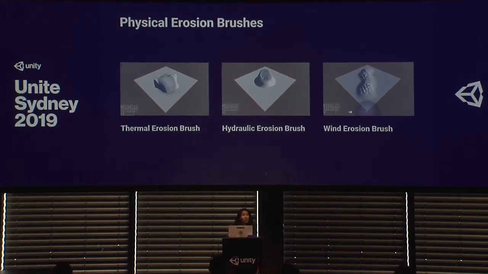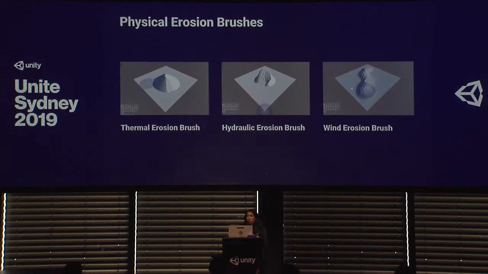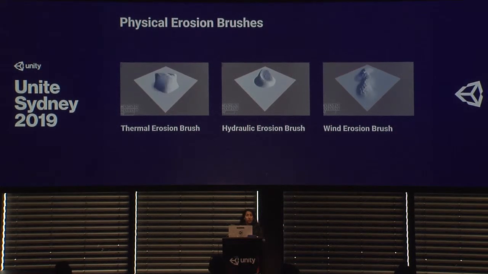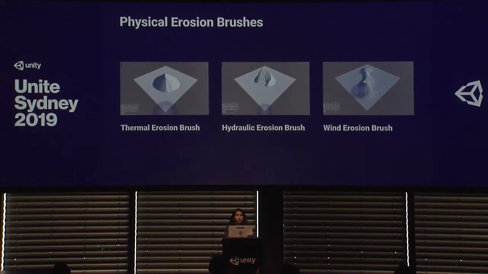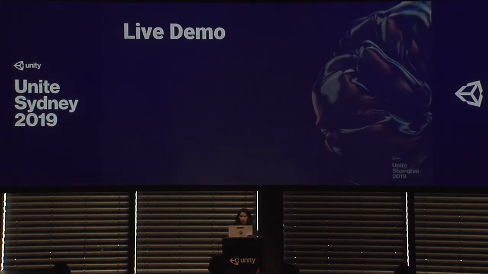So in 2019.1, we're including 3 advanced physical brushes which run iterative physics simulations on your terrain on the height map to erode the terrain in a natural and believable way. Each of these brushes is simulated on the GPU and using a compute shader to do the heavy physics calculations. But let's just jump into the demo and see how it all works.